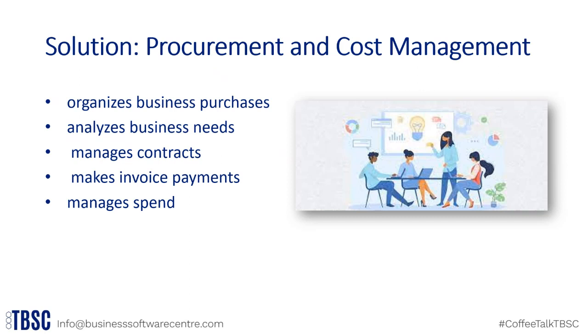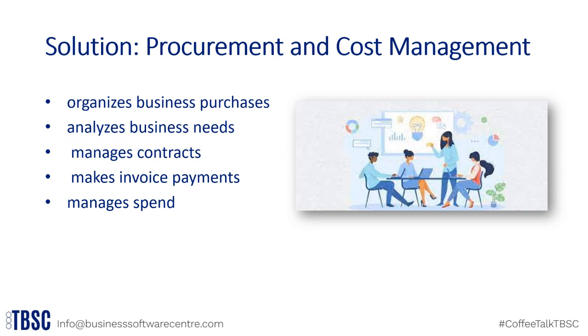So the solution rests with procurement and cost management by organizing your business purchases. With procurement, you can organize and see exactly where your money goes, but at the same time, you can analyze your business needs and see where you're at now. Take a snapshot of where you're at now, take an idea of the goal of where you want to be, and try to map out, okay, cost-wise, what can we spend? Application-wise, software-wise, what do we need? And then at the same time, this helps with compliance.